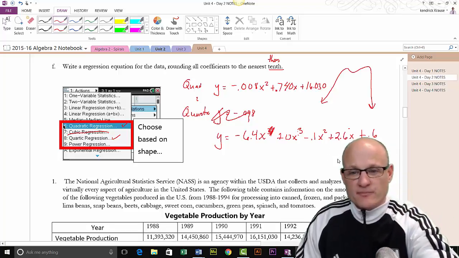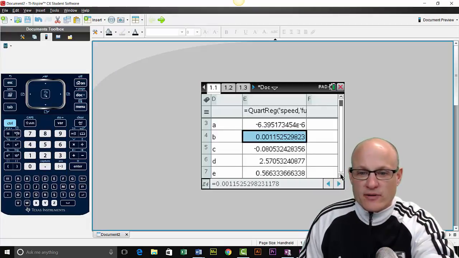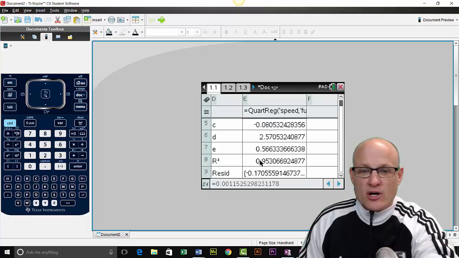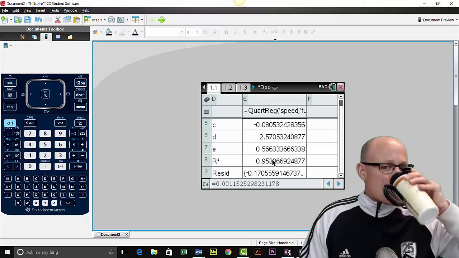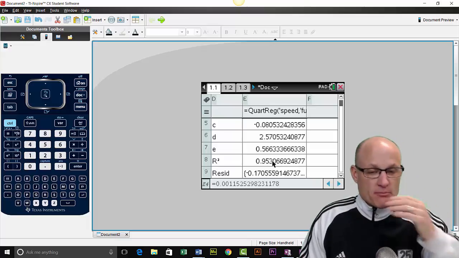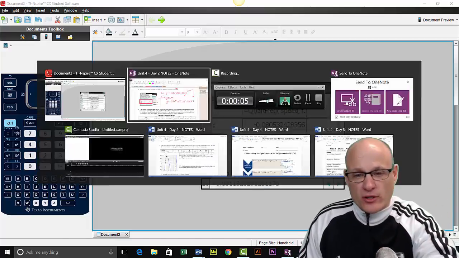And I think, let's see, I think this gives us a better value. Yeah, see our thing here is 0.95 for our variance. I think that's a much better model for this is a quartic model.